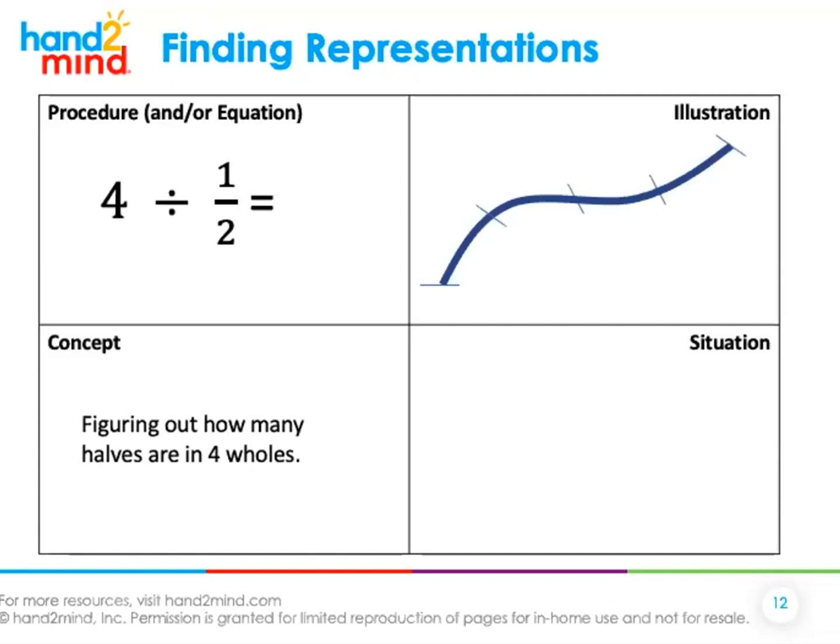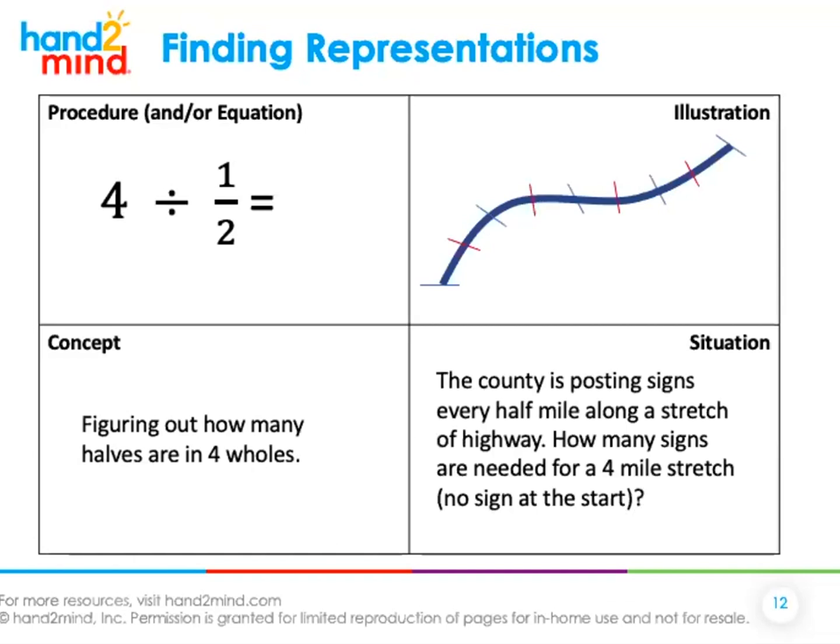And again, we're thinking about 4 divided by 1/2. So in this road, let's say it's 4 miles, we're going to mark off every half mile. And we want to figure out how many lengths there are to reach 4 miles. A story that might fit this: the county is posting signs every half mile along a stretch of highway. How many signs are needed for a 4-mile stretch? No sign at the start, by the way. You'll have to add one on for that. So we can see that for each mile, you'll need 2 signs. So overall, you'll need 8 signs.